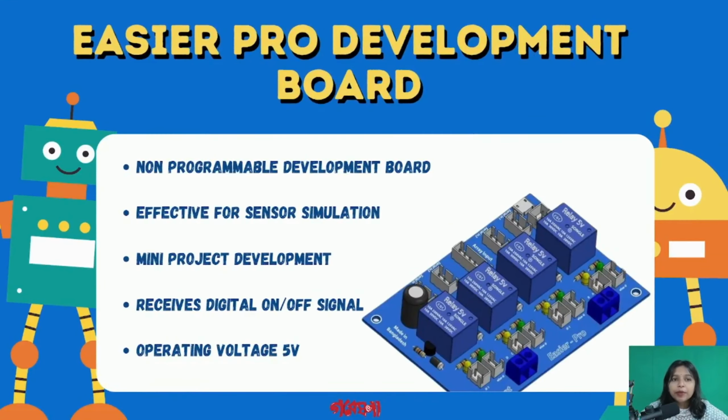The Easier Pro development board is used to connect sensors and loads. It receives digital signals, it operates at 5 volt and it's highly effective for sensor simulation and mini project development. It's totally non-programmable and easy to use. So we can easily connect the obstacle sensor and buzzer to it.